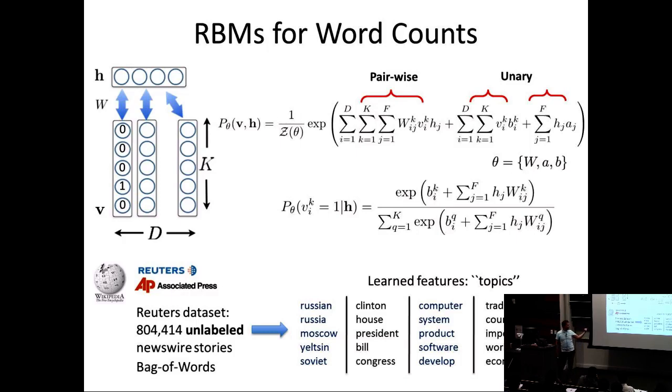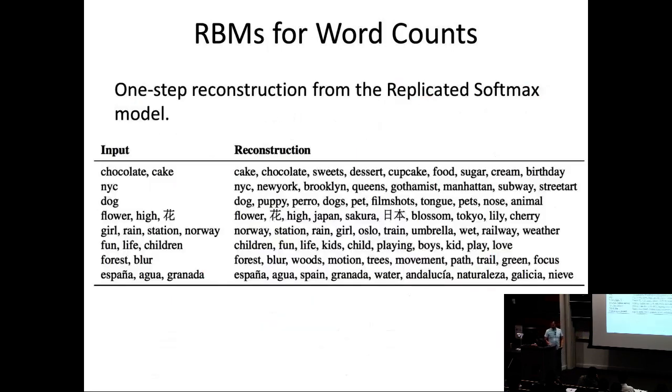For textual data, you're actually discovering topics, which is interesting, right? Here's one-step reconstruction from the replicated softmax model. So it starts capturing some semantic structure between words. For example, this was trained on Flickr dataset. Like if I give it as an input chocolate cake, I sample the states of the hidden variables in an RBM, and I reconstruct back. This is my negative sample.